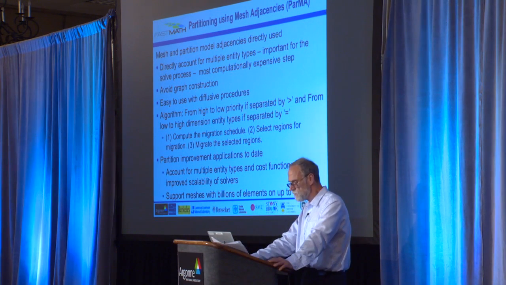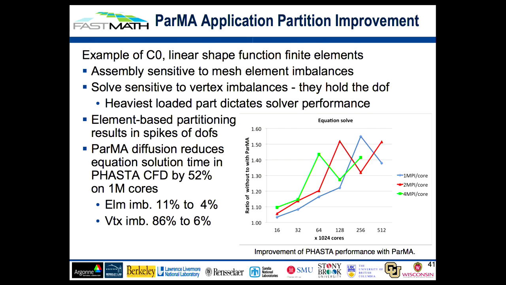And this has been used to support meshes with billions of elements and on up to 1 million cores. Often the vertex imbalance when running a graph partitioner can be very high, and we can knock that down to a very small percentage, usually at the cost of sometimes needing a slight increase in element imbalance, but that's usually well worth it. We often save 10–15% of the total solution time by running this, which is a very fast procedure to do on a partitioned mesh.